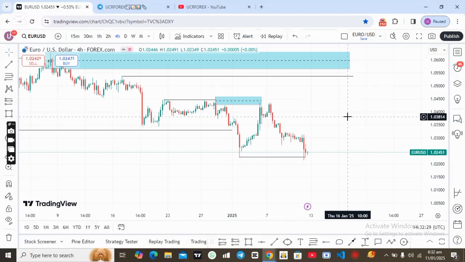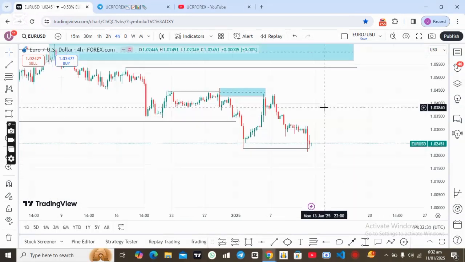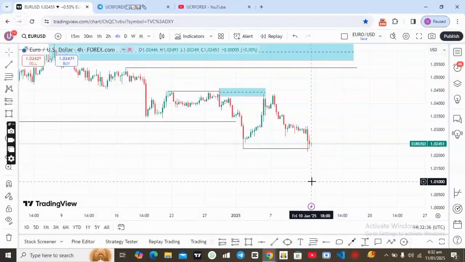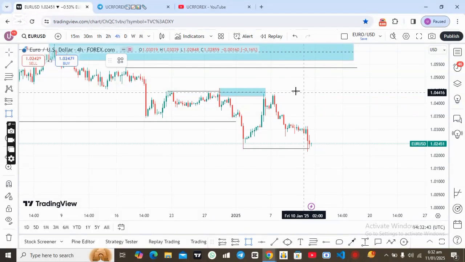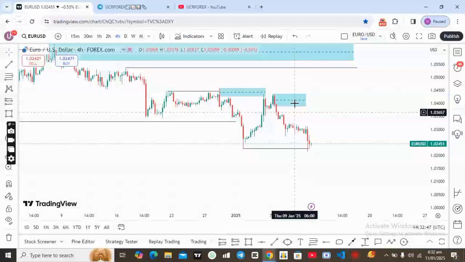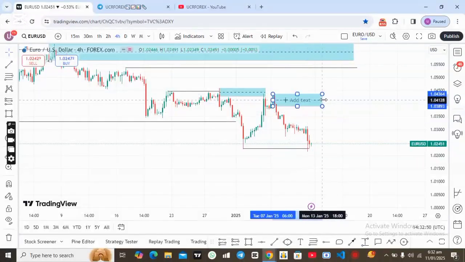So the normal thing I'm going to do is look out for my point of interest. I will just assume that this thing broke here with a full bodied candle or whatever, because that is it. So now I will mark out my point of interest number one. Where would I be using for my point of interest? I'll be using the very particular candle here. This is the candle I'll be using for my point of interest.